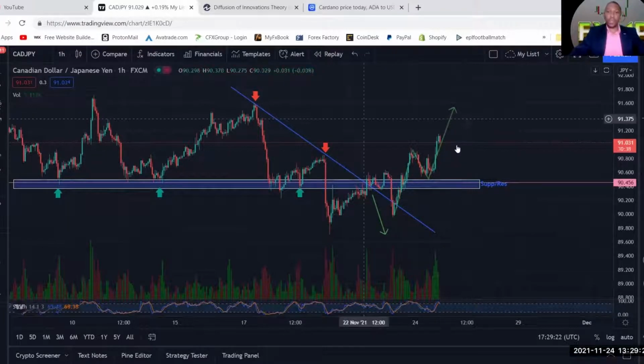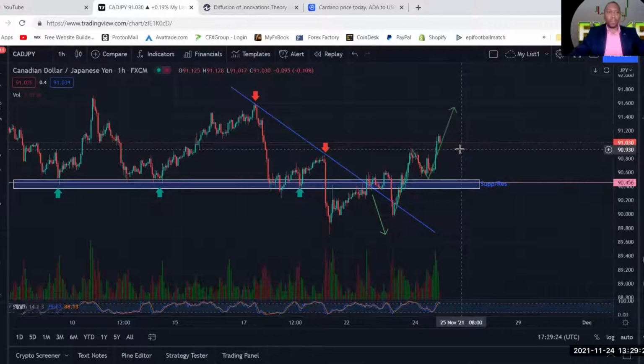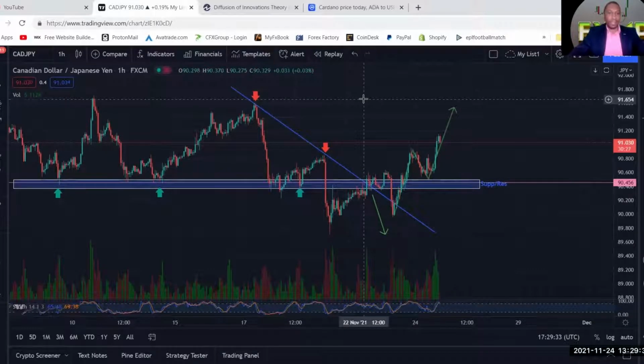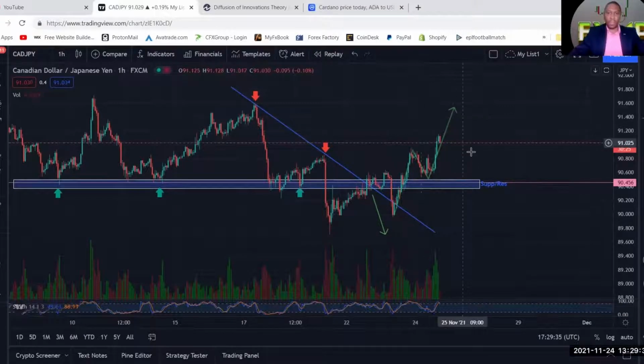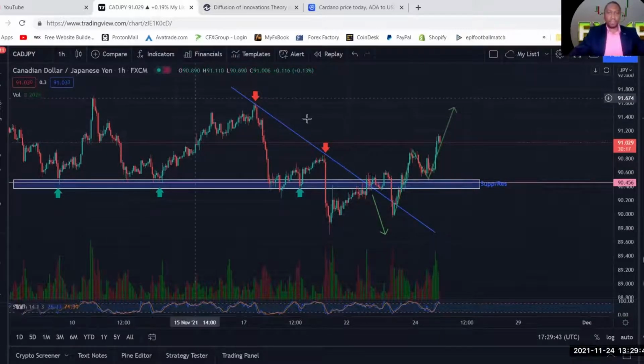Whereas in this instance, with the price of oil increasing over the past few days, you would be buying the Canadian dollar against other currency pairs. In this example here, you'll be buying, or thinking of buying, the Canadian dollar against the Japanese yen.